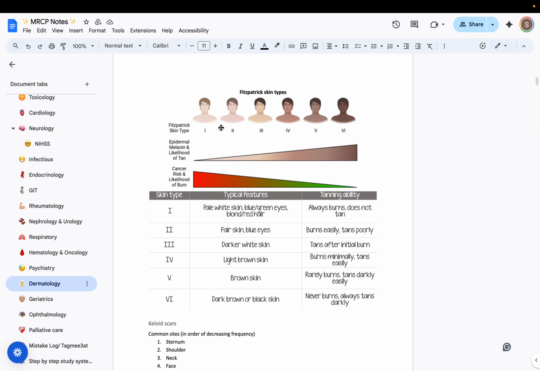2, they burn easily and they tan poorly. 3, first of all they burn and then they tan. 4, they tan, and then 5 and 6, they rarely burn, they always tan.